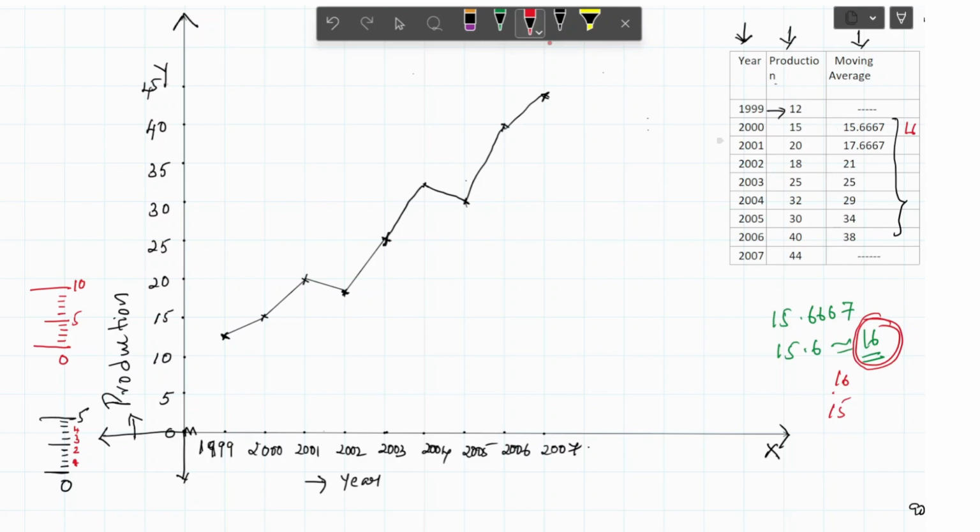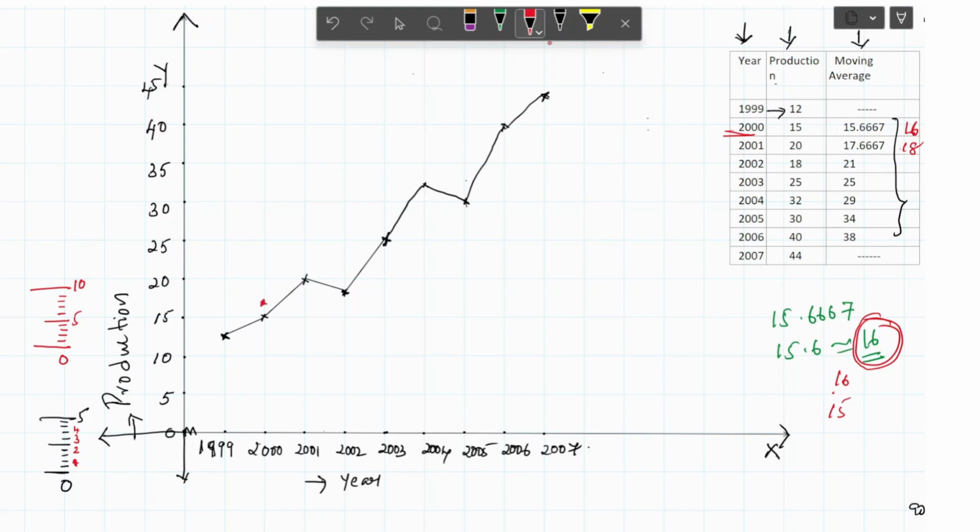17.6 you can mark as 18. So this is the way you are going to start. 21, but here there is no issue because it is a whole number. Therefore, the first one I'm going to mark as 16. But which year? That is important. 2000, that means not 1999. 2000 you are marking. 2000, what is the value? That is 16, just above your 15.